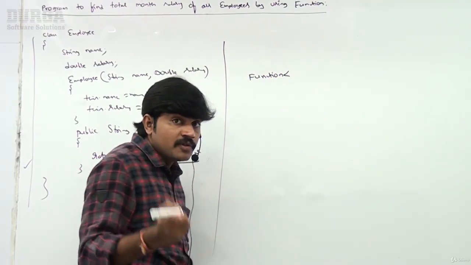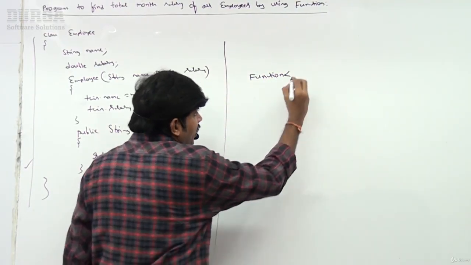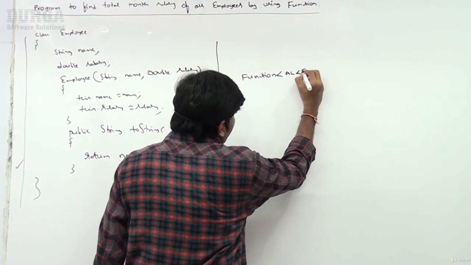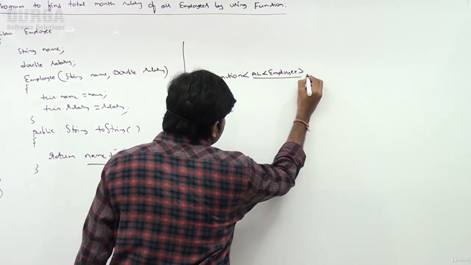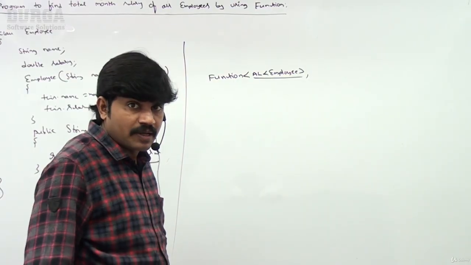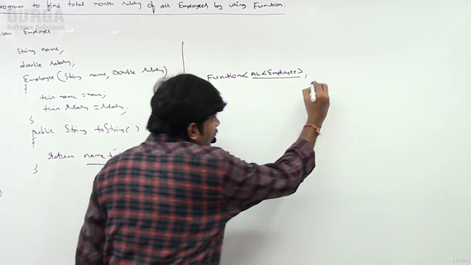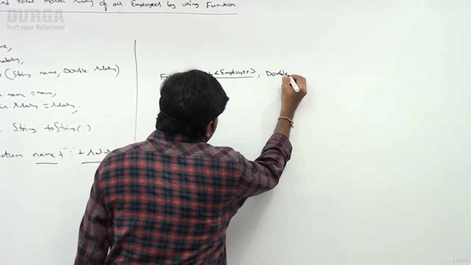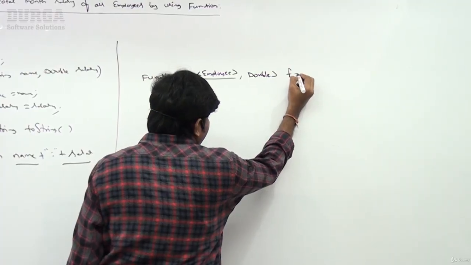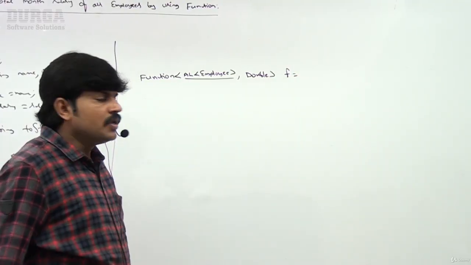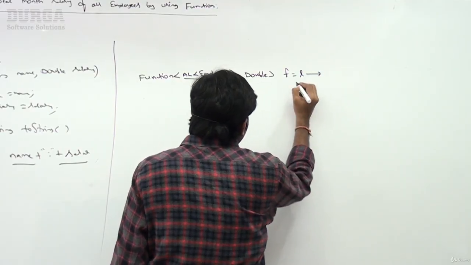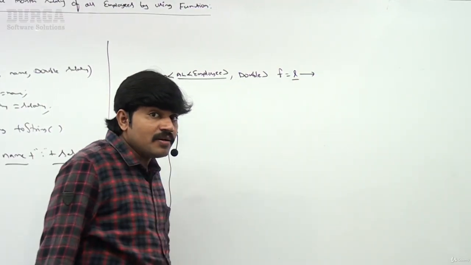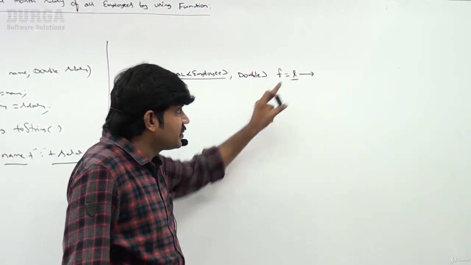What is this function going to take as the argument, sir? ArrayList of Employee is the input type. And what is it going to return, sir? It's always going to return a Double type. Double type F is equal to, if I provide L, it means an ArrayList of all employees L.